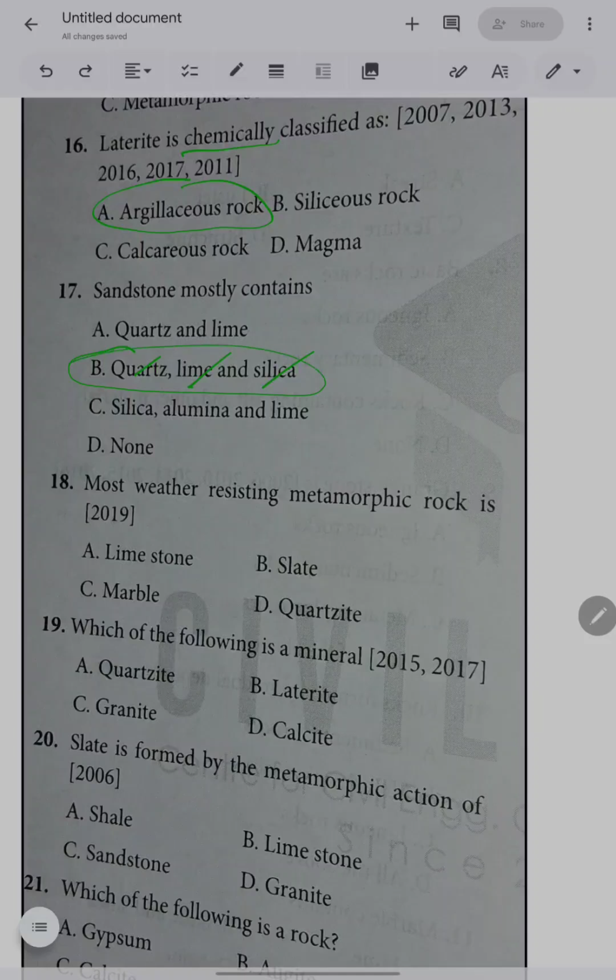Next question. Most weather resisting metamorphic rock is. This is also a previous year question.